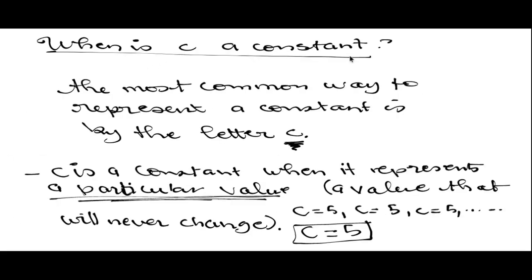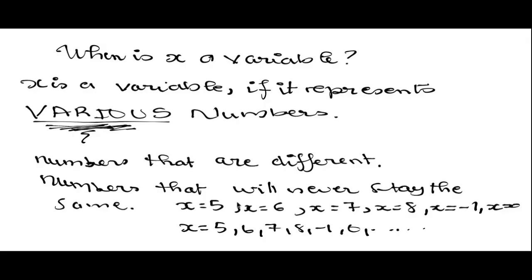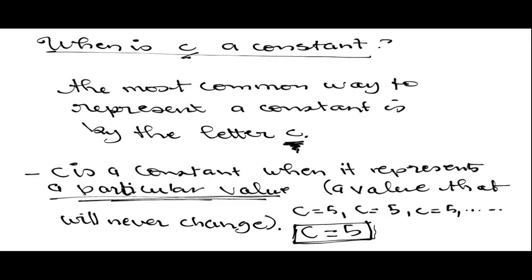And when is c a constant? First of all, the most common way to represent a constant is by the letter c. So c is a constant when it represents a particular value, a value that will never change. Let's say c equals 5, and we will continue again like that, c equals 5. So we can tell what c is equal to. c is just equal to 5. But here, we cannot tell what x is equal to, because x is equal to 5, 6, 7, and 8.